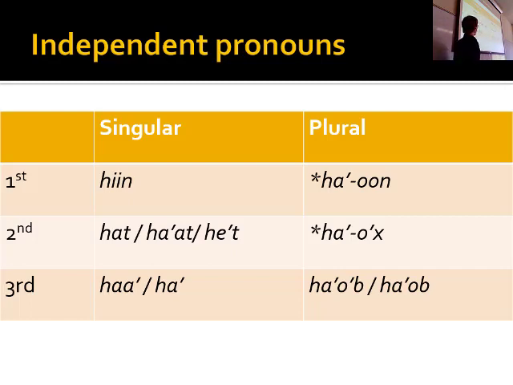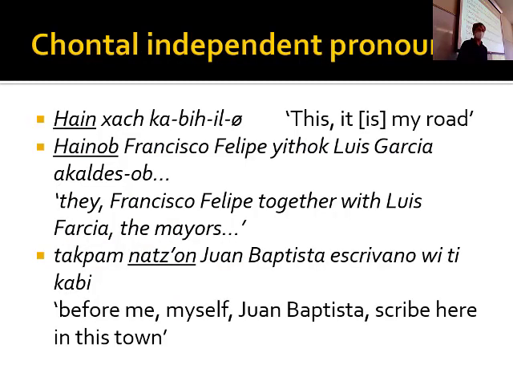And then just vowel length changes. These are just some examples from colonial texts. This is Chontal, so the pronouns themselves are different, but it gives you a sense of how this is actually used in the sentence. So hein, shach kabihil. This, and that's the independent pronoun, it is my road. It's like this is my path, right? In that sense, like I'm going to take it.